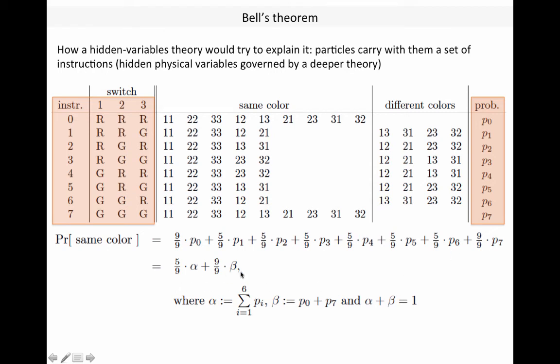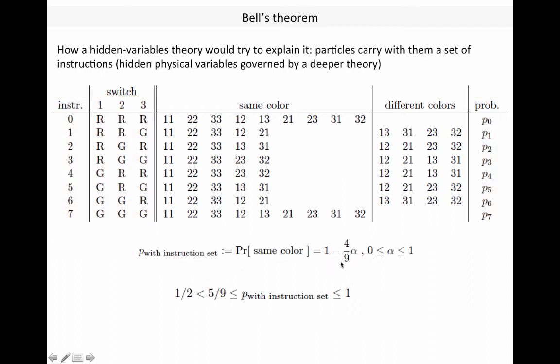Alpha and beta themselves have to add up to 1 because probabilities have to add up to 100%. And so we can rearrange the formula using that information to finally get the probability that the particles have the same color is 1 minus 4/9 times this number alpha. Now alpha, again, is just the sum of the probabilities P1 to P6. These we are free to adjust.